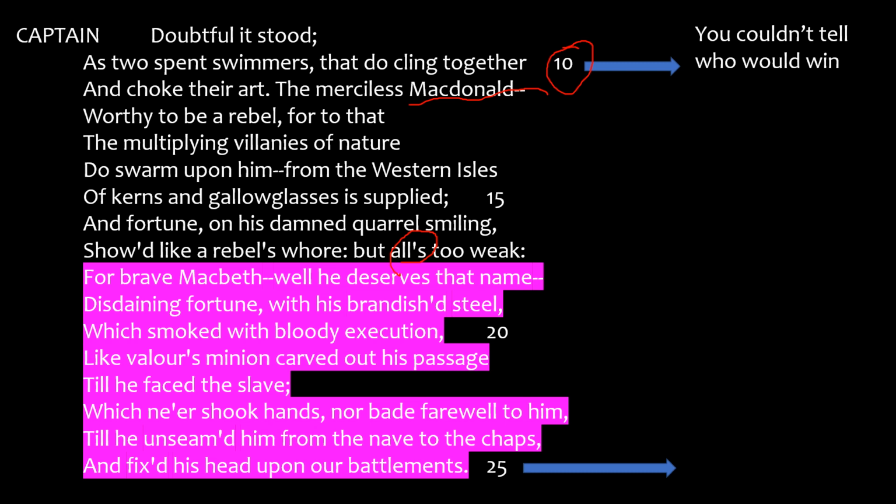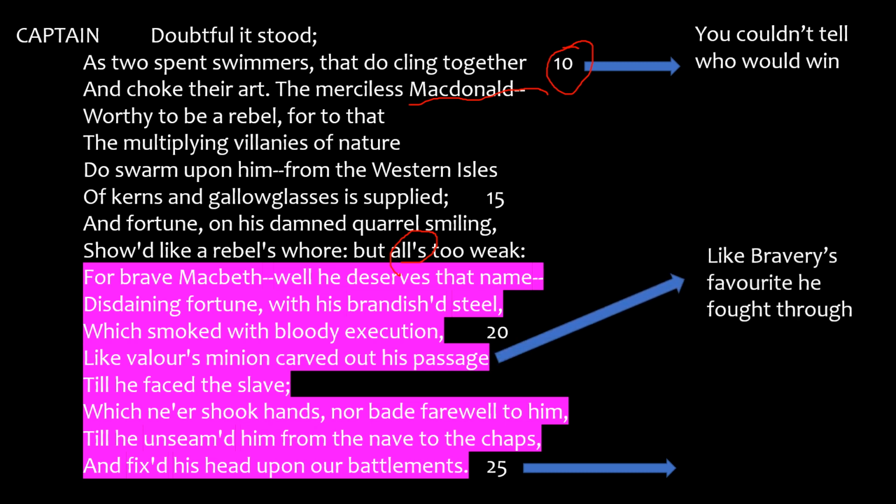And like Valor's minion, he carved out his passage. So he goes through, carving, almost cutting through these people on the battlefield till he faced the slave, which ne'er shook hands nor bade farewell to him, didn't even talk to him, till he unseamed him from the knave to the chaps. He plunges his sword into his belly button, his navel, and runs his sword right up through his chest to his throat. And then he cuts off his head and fixed it upon our battlements. So I missed out that one there.